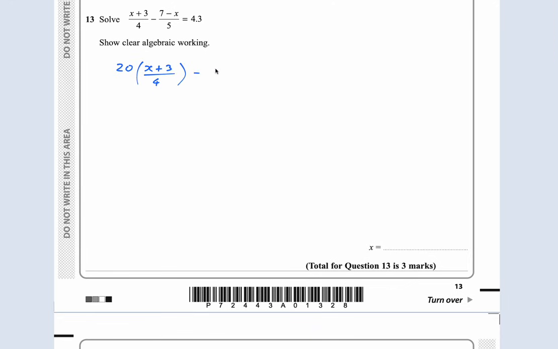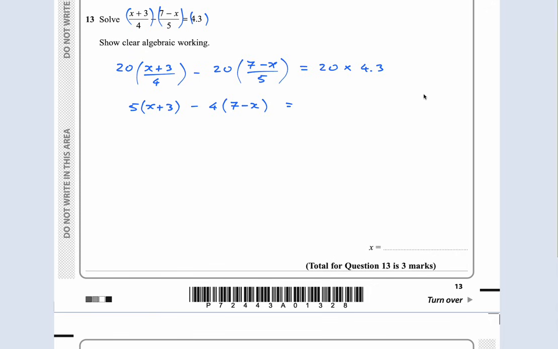But just be careful how you do it. So I'm going to multiply each of these terms. And remember, this thing is a term. And this is 20 times 4.3. So I multiply this by 20, this by 20, and this by 20. Okay, now this nicely gives me, and this is why I chose 20, 20 divided by 4 is 5. So this gives me 5 times x plus 3, minus 20 divided by 5 is 4. So this gives me 4 times 7 minus x.